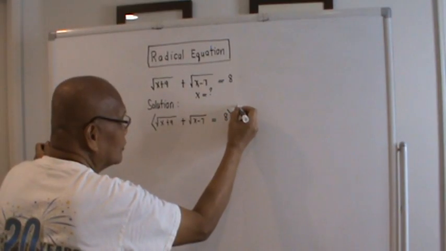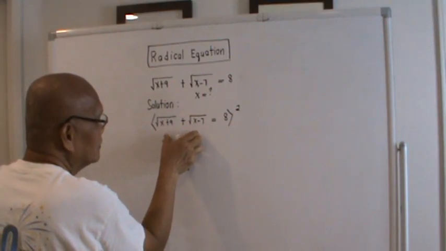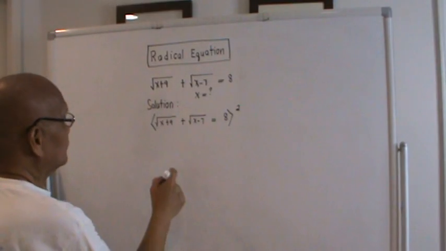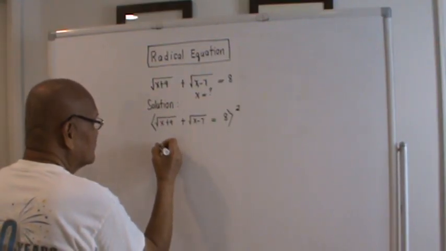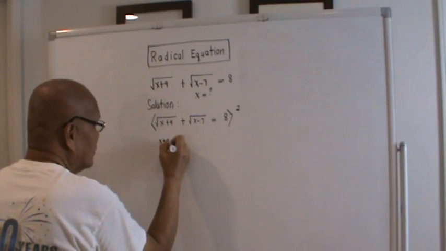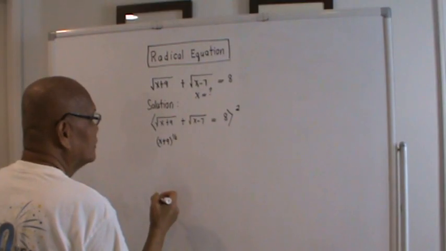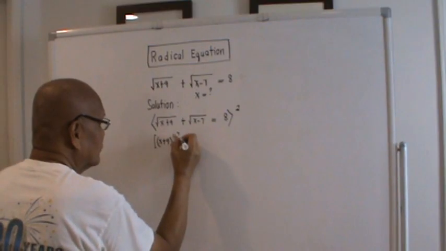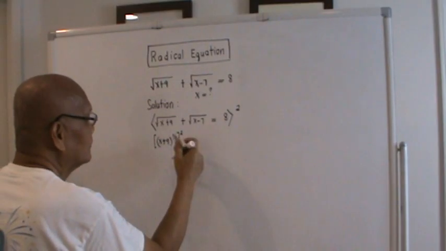Okay, we'll square both sides, meaning the left hand side, equal to 8, we raise that to the second power. So if we try to raise the left hand side, what will come out? It will become x plus 9 to the 1/2, we raise that to the second power.